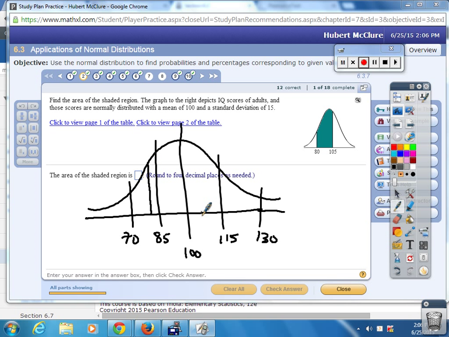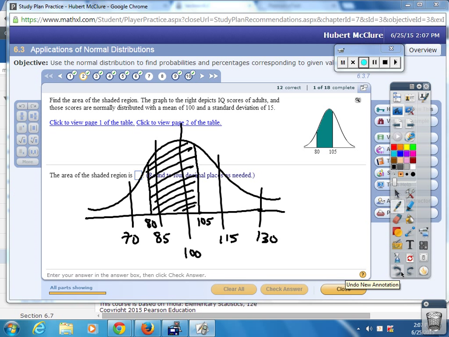105 will be somewhere right here. There's 80. There's 105. Now, in order to look up an area, we have to have what? Z-score. So Z-score for 80. I can't write it for some reason.